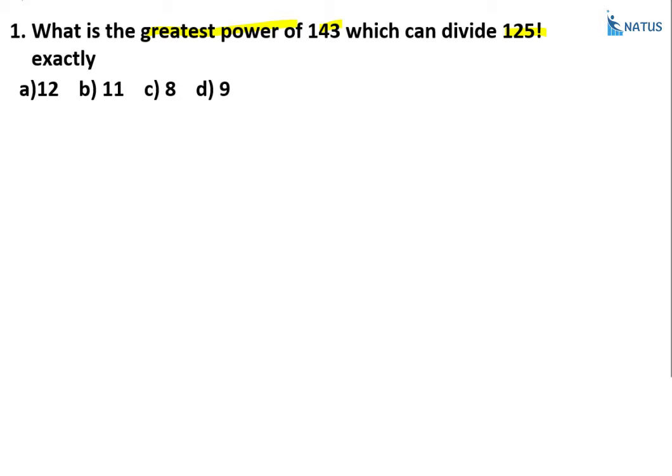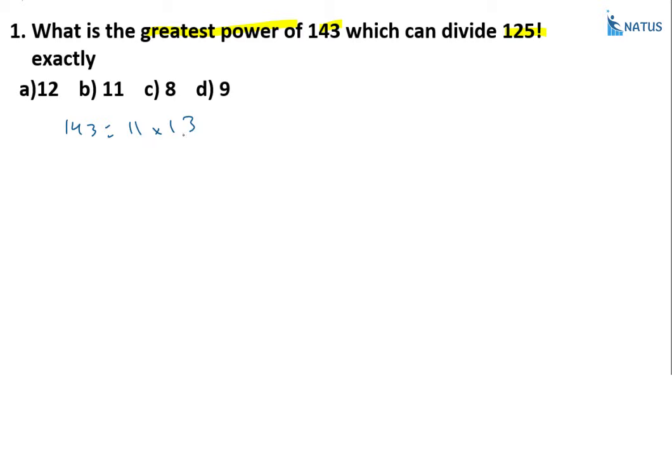In this case, first you will convert this 143 into a product of prime factors. So 143 is equal to 11 into 13. Now you will divide 125 by 11 and by 13. Now you will check which power is the minimum, that is the answer. Which power is the minimum, that is the answer.